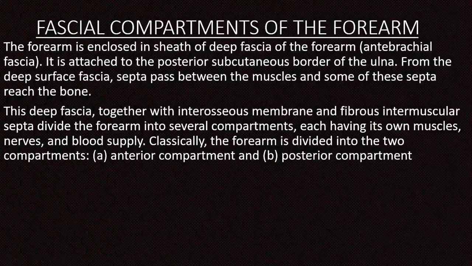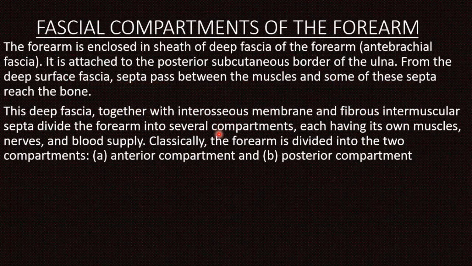Now, first let's look at the fascial compartments of the forearm. The forearm is enclosed by the antebrachial fascia. Now, let me take this pointer. The antebrachial fascia is attached to the posterior subcutaneous border of the ulna, and from the deep surface of the antebrachial fascia, septa pass between the muscles, and some of the septa reach the bone. This antebrachial fascia, together with the interosseous membrane and the fibrous intermuscular septa, divide the forearm into several compartments, each compartment having its own muscles, nerves, and blood supply.